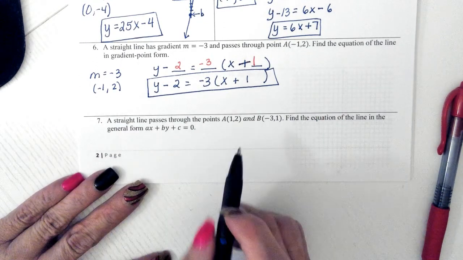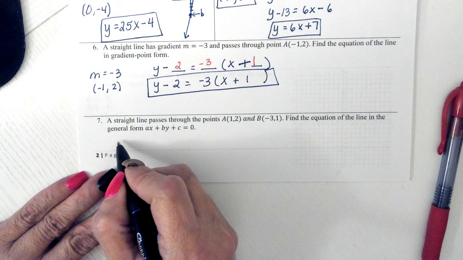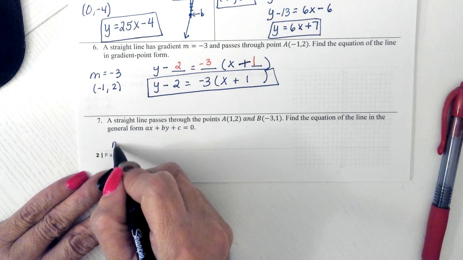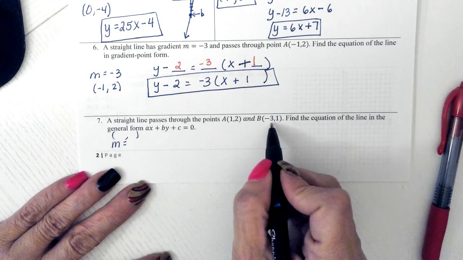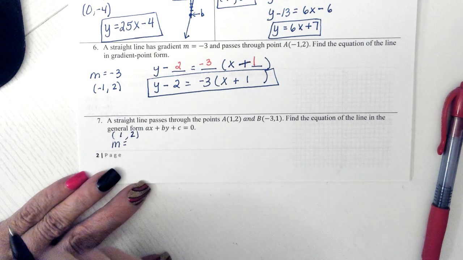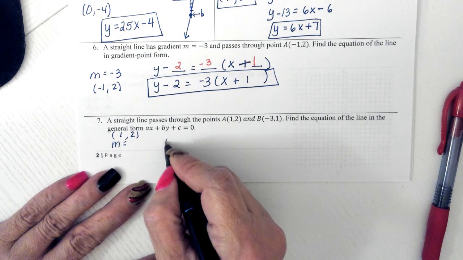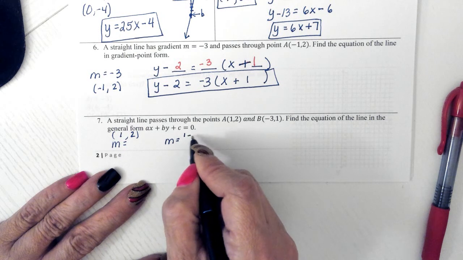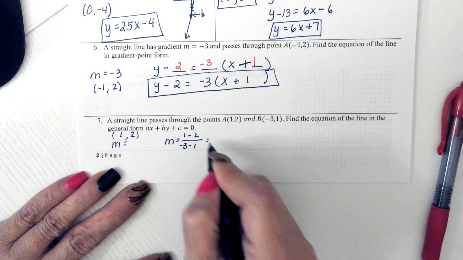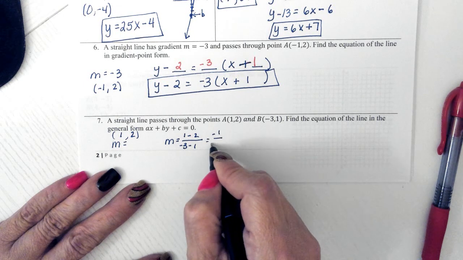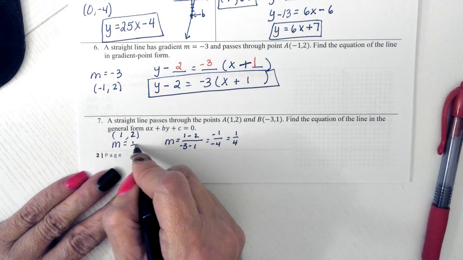Last one, a straight line passes through these 2 points. Find the equation in general form. Well, if I'm going to write the equation of the line, I need the slope and I need a point. For these 2 points, I'm going to pick the easier point, which is (1, 2). Don't know the slope. Let's find the slope. So the slope equals 1 minus 2 over -3 minus 1. That's -1 over -4, which is 1 over 4. So my slope is 1 over 4.